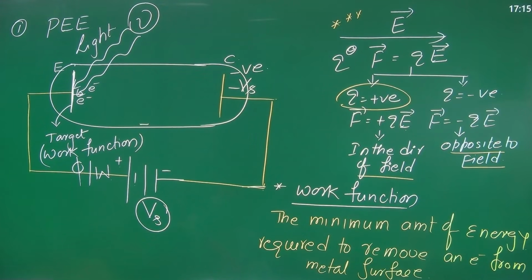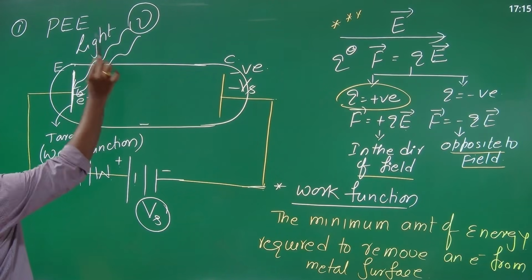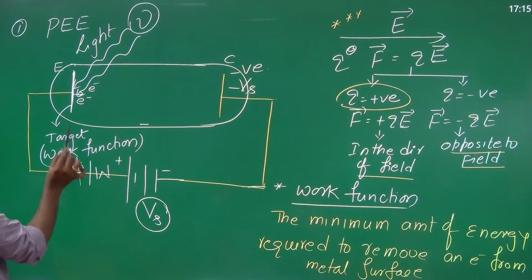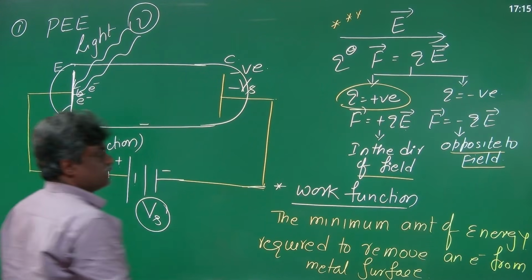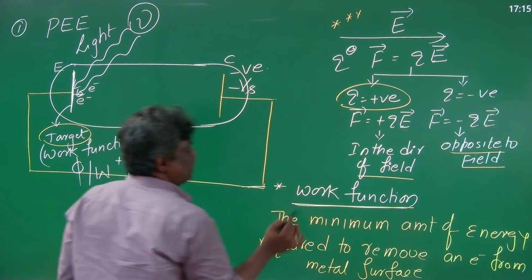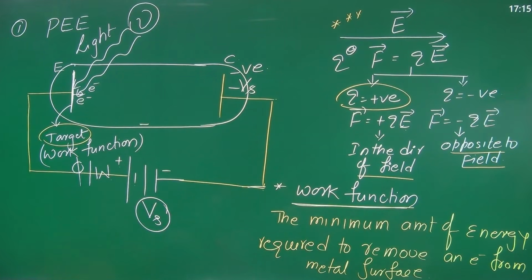Whenever you send light of a certain frequency, and that certain frequency will be decided by which one? Target. So different targets, different minimum, different work functions. Good. So work function is completely a property of the target.